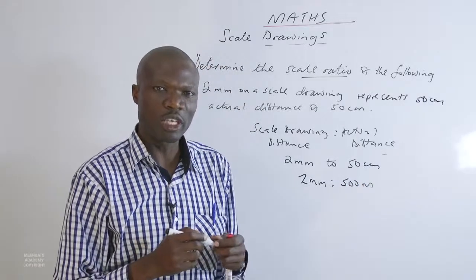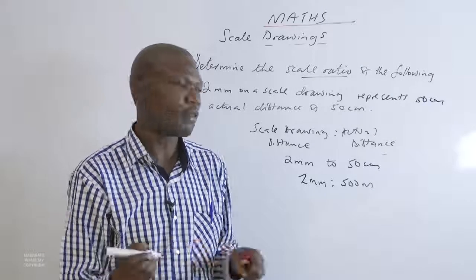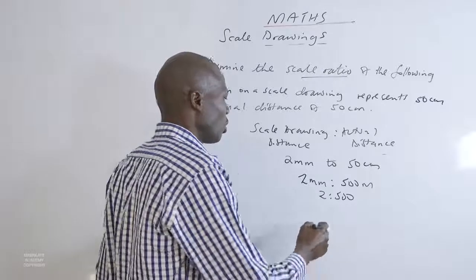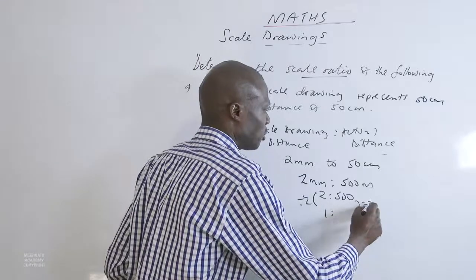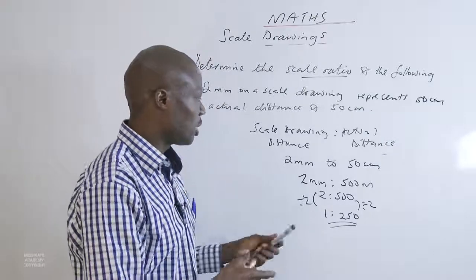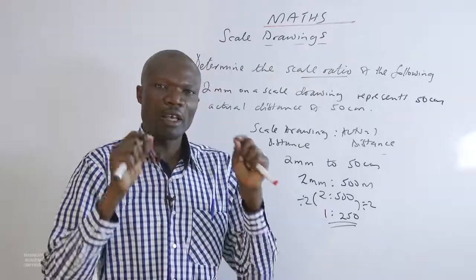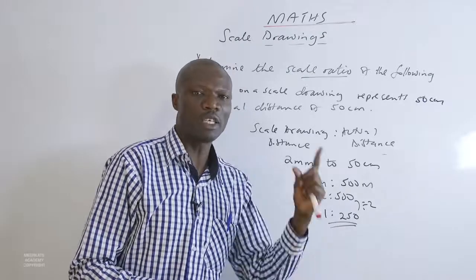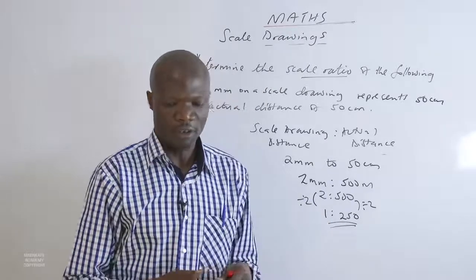A scale is usually given in a form where we have 1 to something. So this one should be simplified further from 2 to 500. We divide both sides by 2. When you divide this side by 2, you get 1. Divide this other side by 2, you'll get 250. So our scale for this particular question is 1 to 250. If we had been asked for a scale factor, because our first term is 1, then our scale factor is the second term, which is 250.